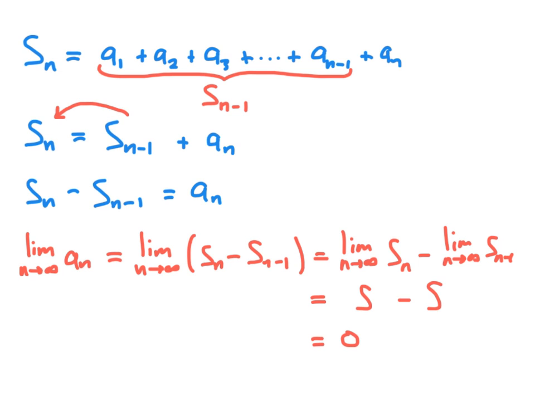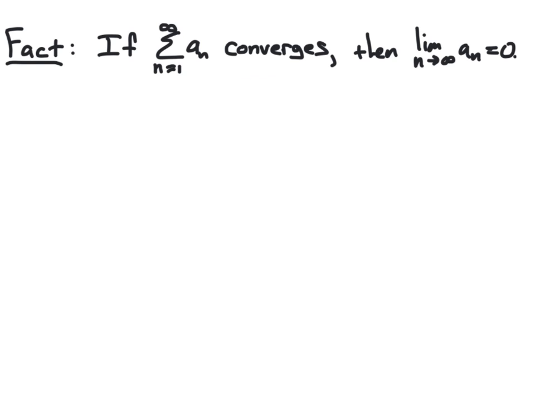This calculation answers the question that we posed earlier in the video about what happens to the sequence of terms of a convergent series. In this calculation, we've shown that the limit as n approaches infinity of the sequence of terms a sub n will always equal 0 when the series that we started with converges. We've now verified the following fact. If a series from n equal 1 to infinity of a sub n converges, then the limit as n approaches infinity of the terms a sub n must equal 0.